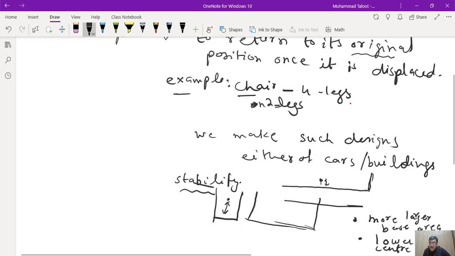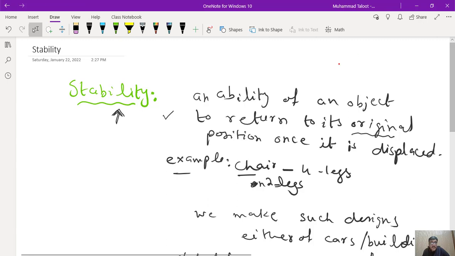I hope it is clear to you regarding today's lesson, which is related to the revision of chapter number 5, and we have done the revision in detail. Some questions will be assigned to you for your practice.